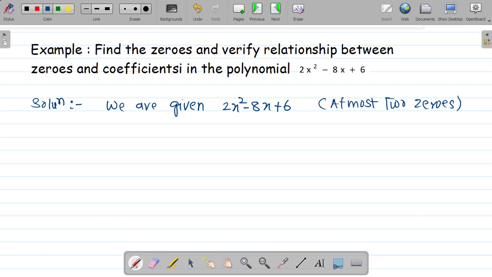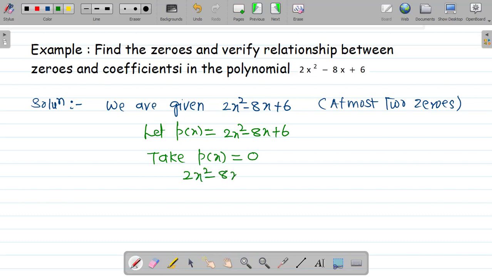So how to find the zeros of this quadratic polynomial? If we want to find the zeros of any polynomial, we will write this polynomial as, suppose, p of x is equal to 2x square minus 8x plus 6. And now we are interested in finding the zeros. So we take this polynomial p of x equal to 0. That means 2x square minus 8x plus 6 is equal to 0.